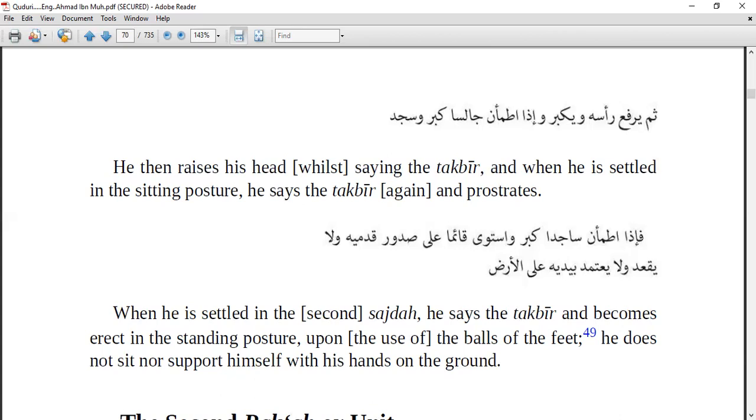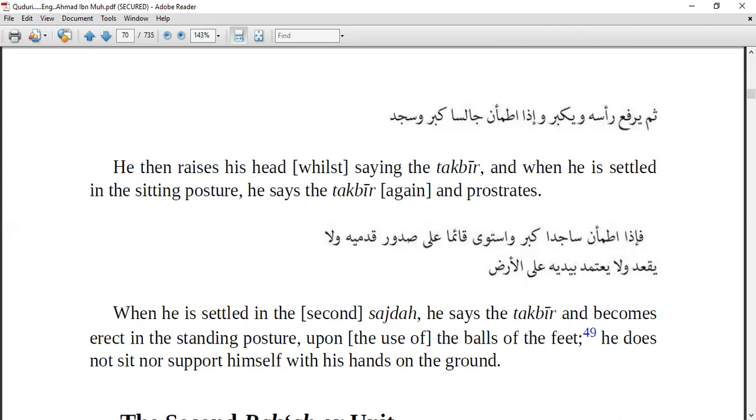And what do you do? فَإِذَا اطْمَأَنَّ سَاجِدًا. And once you've settled down in your second sujood, all your limbs go back into rest. كَبَّرَ وَاسْتَوَى قَائِمًا عَلَى صُدُورِ قَدَمَيْهِ. You're going to again say takbir, and then you're going to stand up directly on the balls of your feet, right? You're not going to sit down and then stand up. When you're done with the second sajda, you're not going to just sit down for a few seconds and then stand up.